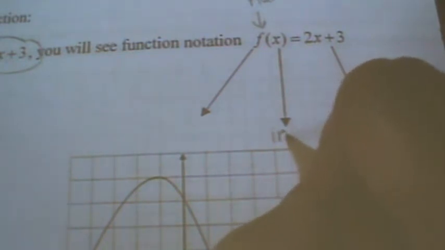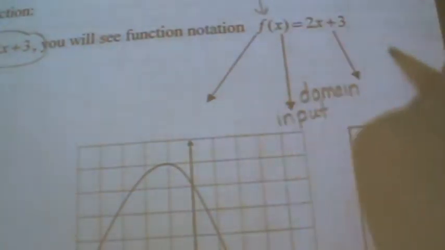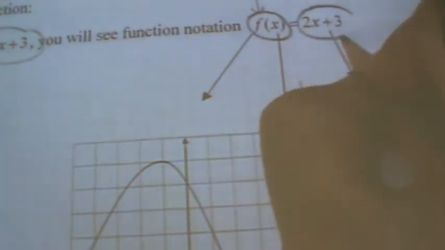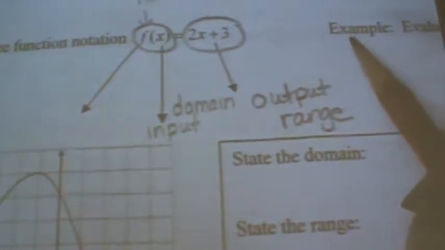This little piece right here, that's your x value, your input. That's your domain. F of x, this whole thing and this whole thing are the same. Both of these together give you the output, or the range. Okay? So for example, now I know because they use this fancy notation that for every x, there's only going to be one y value.